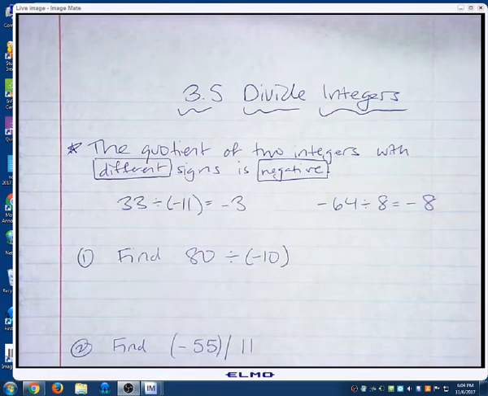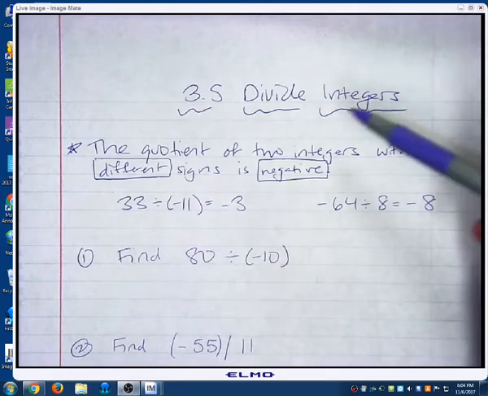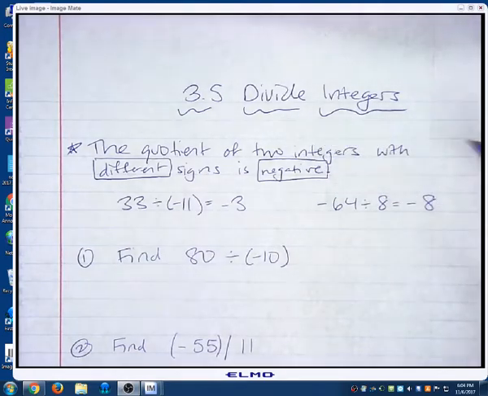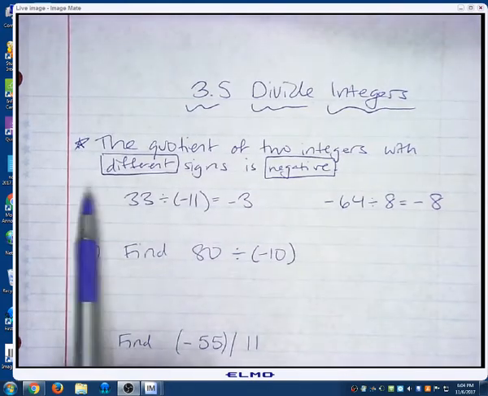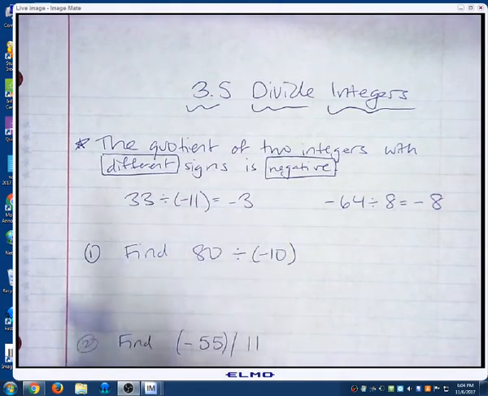Hello, it's Ms. Edwards, and I'm going to give you the notes and examples for 3.5 divide integers. So first you want to pause this video and write down the quick notes or definition of the dividing integers rule. So you can go ahead and pause that now.